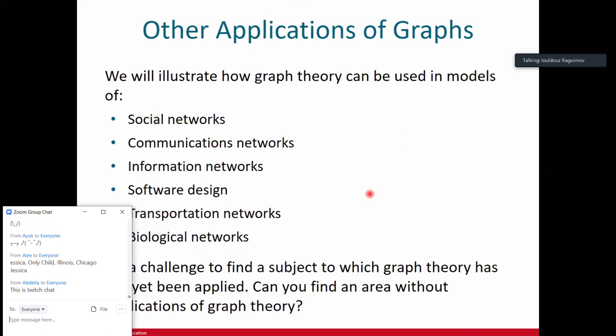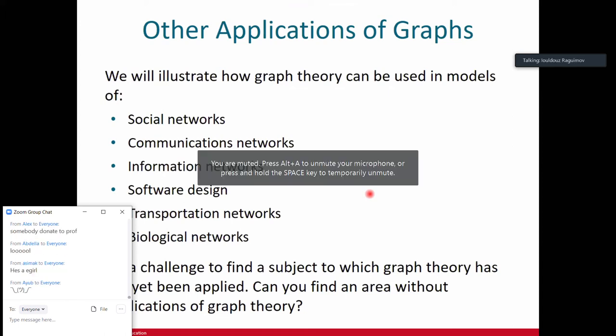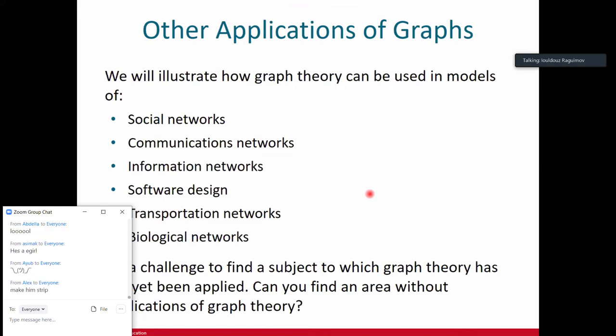So, other applications of graphs: a social network, right? Now we have a social network of our class. We are connected with each other via Zoom. We can speak with each other. We can send emails to each other. At the same time, this is a communication network, and it is also an information network. Surprisingly, I don't think anybody has used that in software design so far. If you use graph theory when you design software, it would be very good.